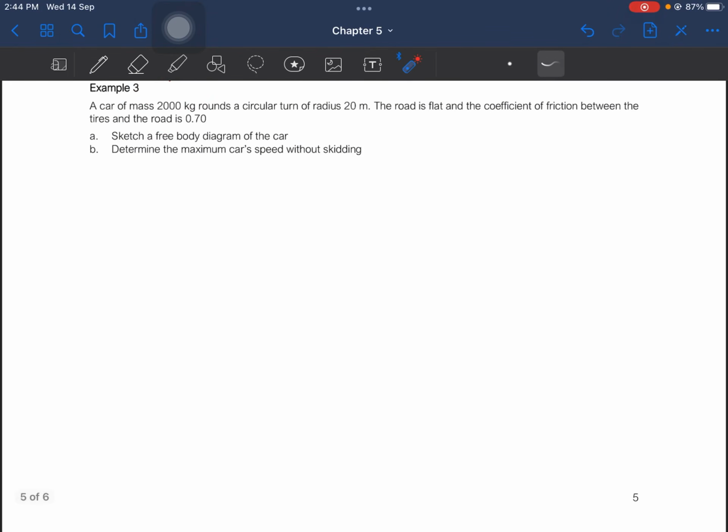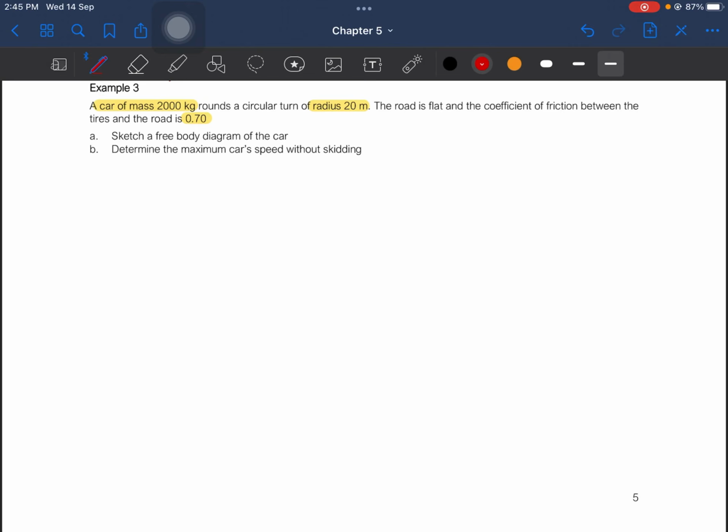Example 3, a car of mass 2000 kilogram. This car runs a circular turn of radius 20 meter. The road is flat and the coefficient of friction between the tires and the road is 0.7. So we have to sketch a free body diagram of the car and determine the maximum car speed without skidding.